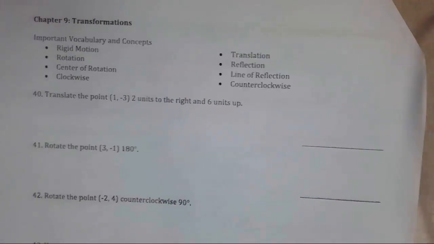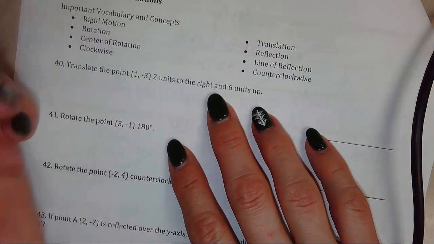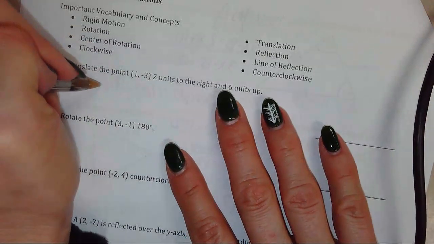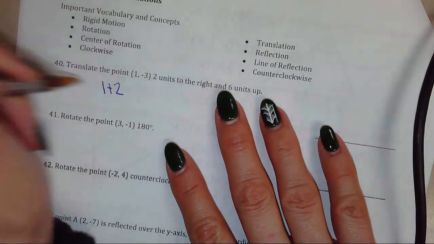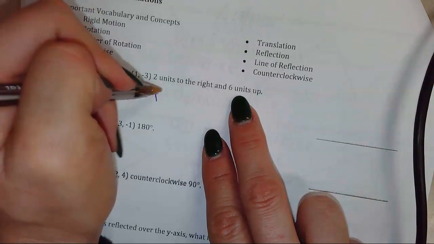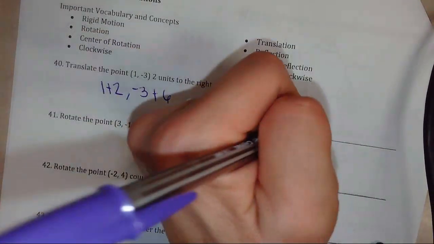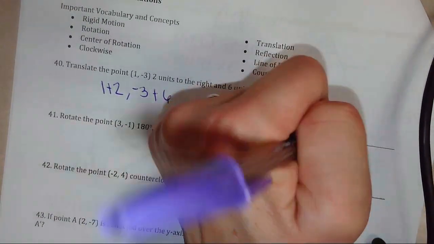Okay, so that's the end of that one, and we're going to move on to transformations here. Okay, so translate 2 units to the right. That means I'm going to do 1 plus 2 and -3 plus 6 because I'm moving up. So my new point is going to be 3, 3.